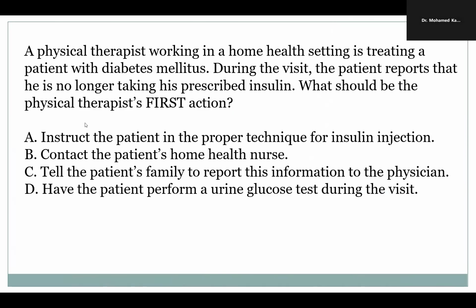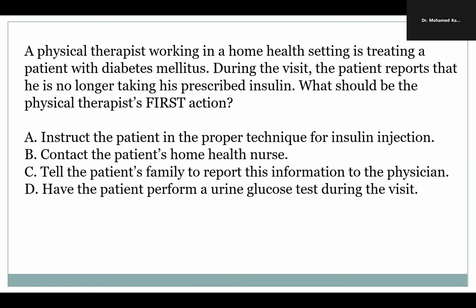A physical therapist working in a home health setting is treating a patient with diabetes mellitus. We know, in healthcare, we have different settings. We have outpatient physical therapy, inpatient physical therapy, home health, nursing homes, rehab facilities, so different types. But this is in home health and a patient with diabetes mellitus. During the visit, the patient reports that he is no longer taking his prescribed insulin. This is non-compliance with medication. So the patient is not taking medication. Why? We need to know why the patient is not taking his prescribed insulin. And it is essential for the patient for blood sugar to be under control to take the prescribed insulin.